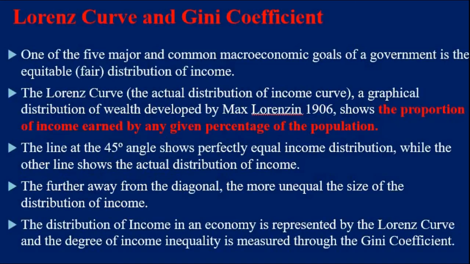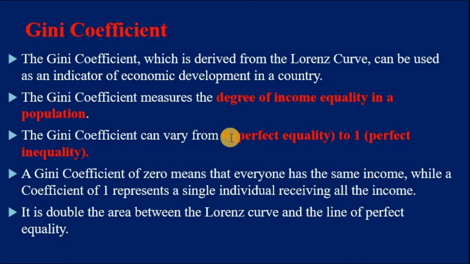As I already said, if the answer is 0, it means perfectly equal, and if 1, perfectly unequal, with all the income concentrated in a single person. Perfectly equal means the income is distributed equally among the working population. So these are the different methods of measuring poverty.